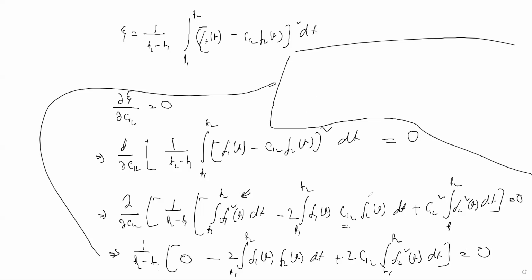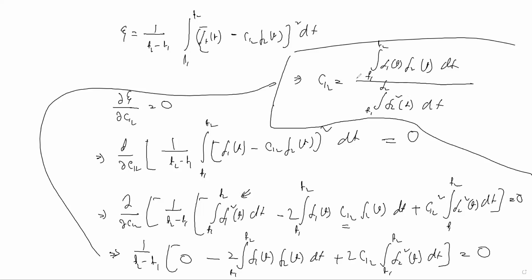The right side is 0, so ultimately you will find C12 as integration T1 to T2 of f1(t) f2(t) dt, divided by integration T1 to T2 of f2 whole square(t) dt. This is the ultimate equation of C12.